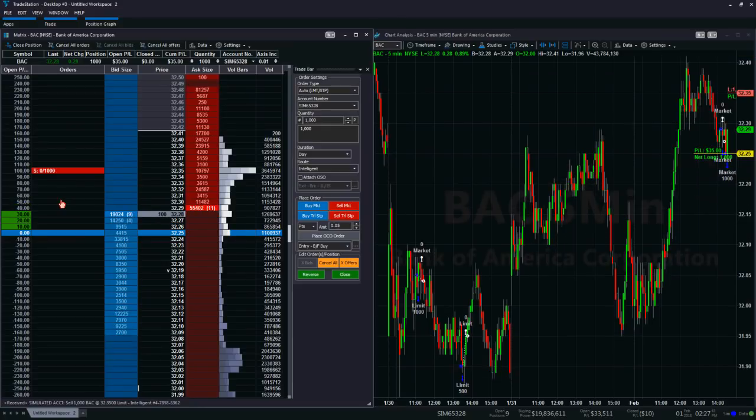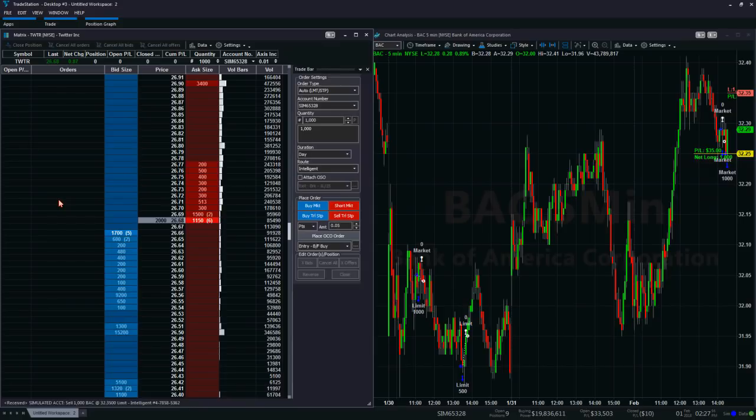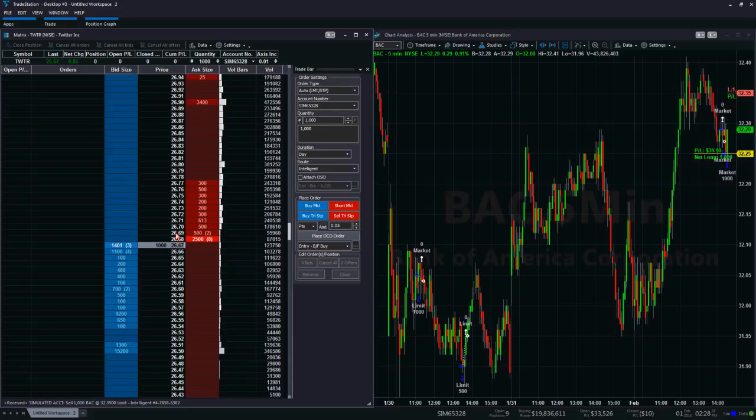I'm going to change the symbol. So let's go ahead and trade. In this case, let's go to Twitter, TWTR. What's the current price of Twitter? I see it right there, 26.67. I see the interest on the buy side, the interest on the sell side, and I see the actual number of shares traded. Let's go ahead and take a look at some more advanced order entries, which are OCOs and OSO orders. This is a very interesting material, and I'm pretty sure you're going to enjoy it.